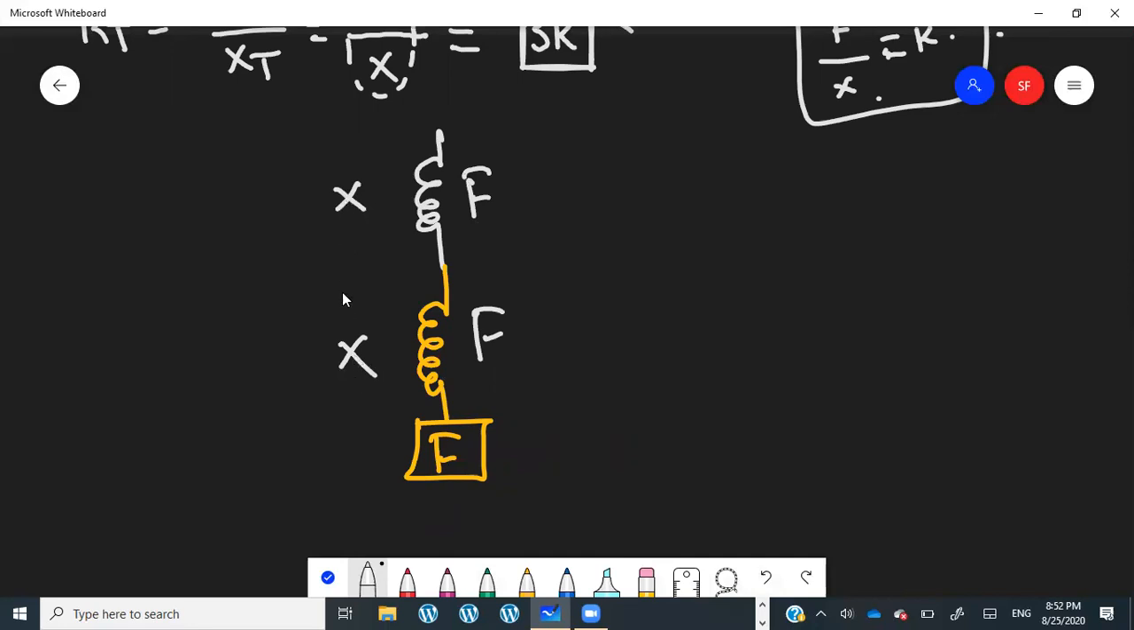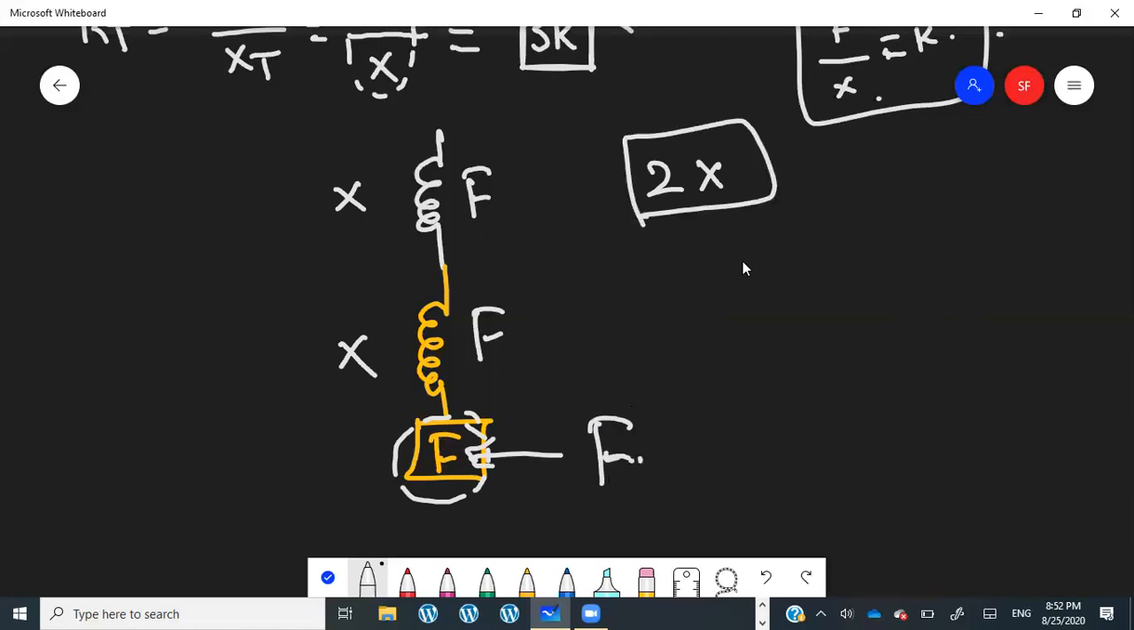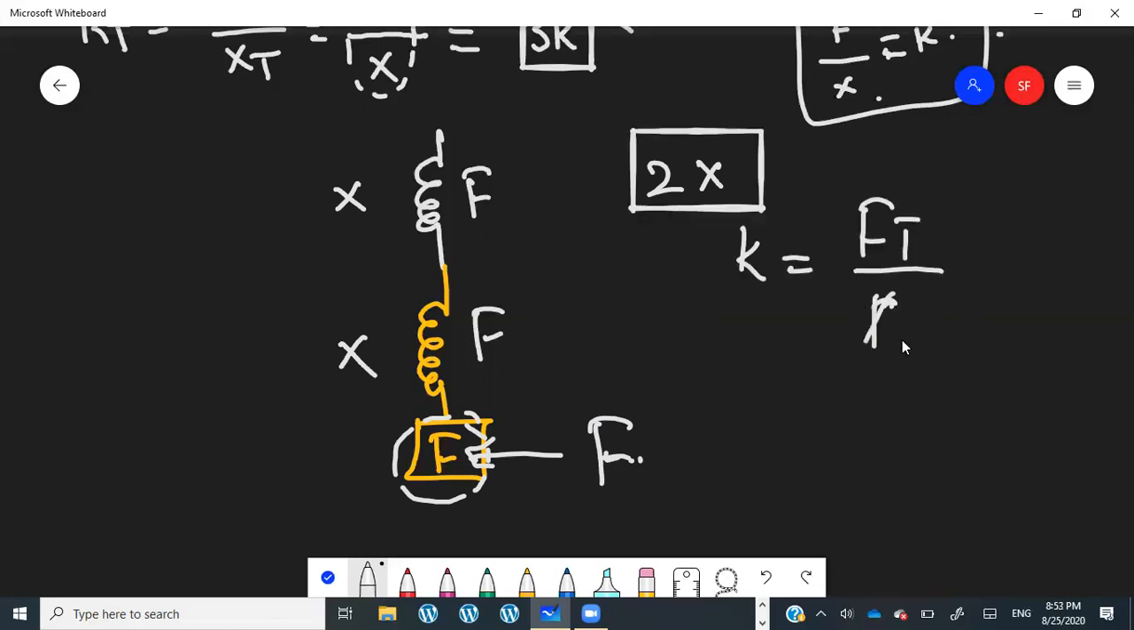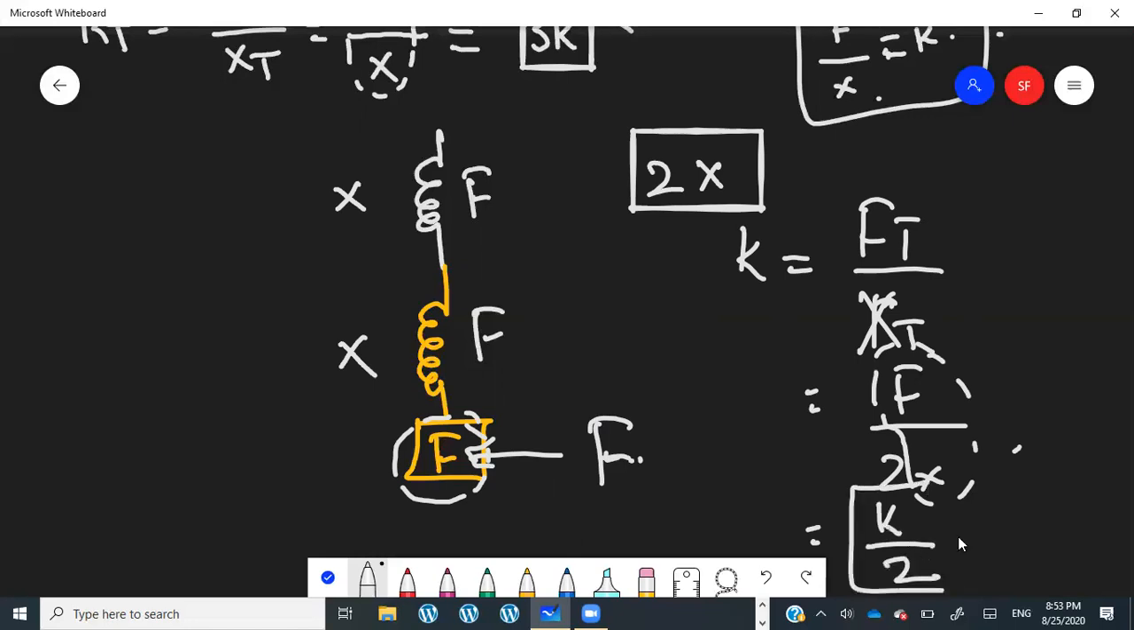What's going to be the total extension? The total extension is going to be 2X. What's the total force? The total force is still F. If the total force is F, the total extension is 2X. What's the spring constant? Spring constant is the total force divided by the total extension. The total force is F. The total extension has become 2X. What is F upon X? The constant. Constant upon 2 is the value that we get. Now is it becoming clear?